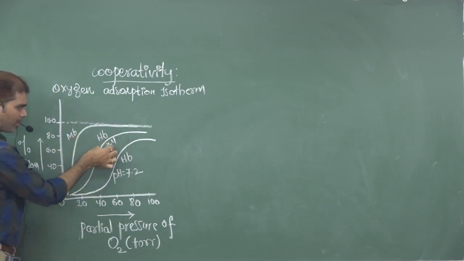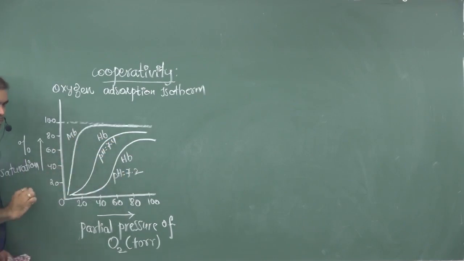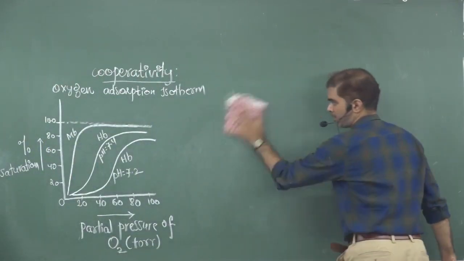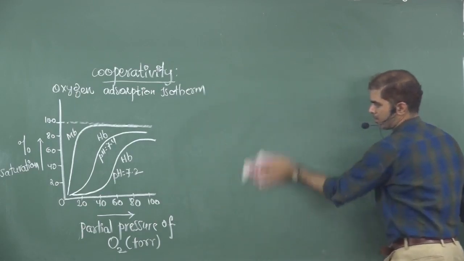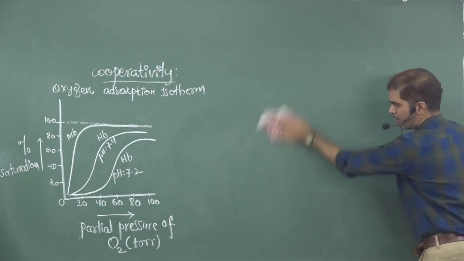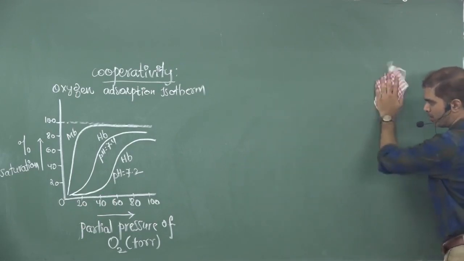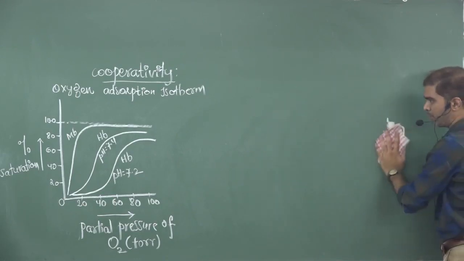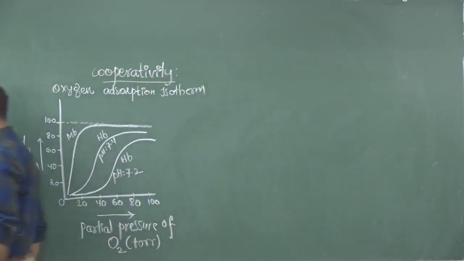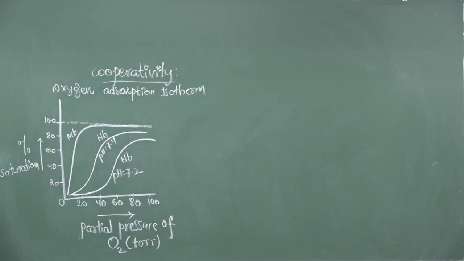One at pH 7.4, another at pH 7.2. Two different pH. One you may take as 7, another as 6.8. Just to show two different values, I have written 7.4 and 7.2, higher and lower.